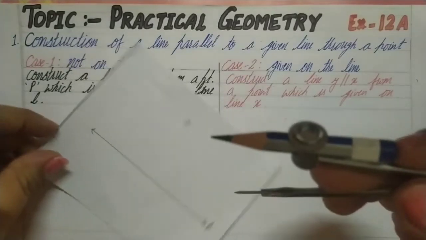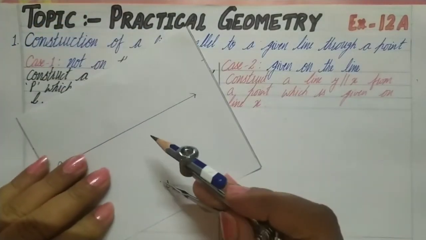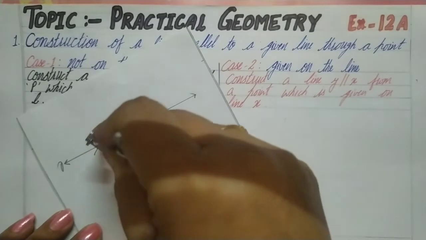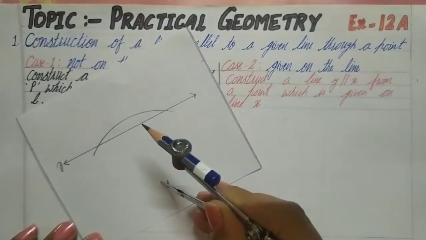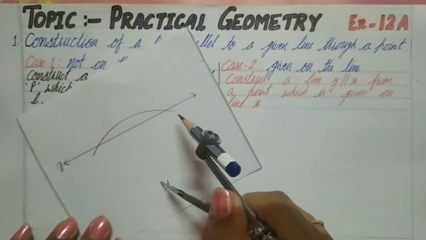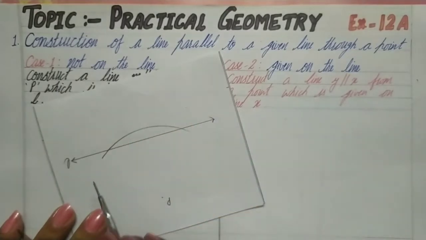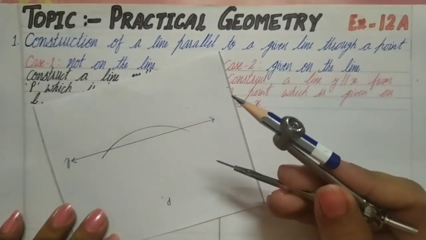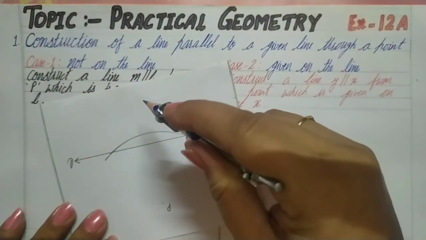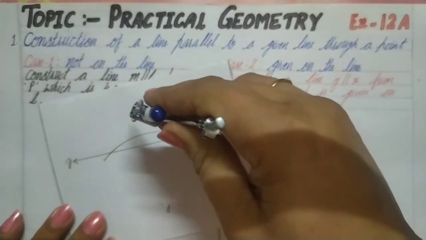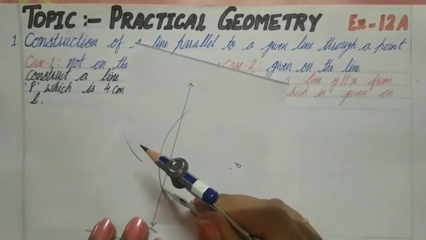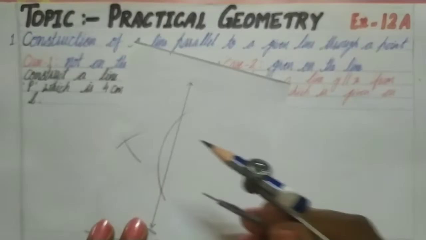Now put the pin of your compass at point P and construct a perpendicular through P on L. So taking point P as center, mark a convenient arc of the circle on line L. Here you can see we are getting two intersecting points. Now put the pin of your compass at these 2 points one by one and mark two convenient arcs of the circle outside of this arc. Okay, so the second arc will intersect the previous one.